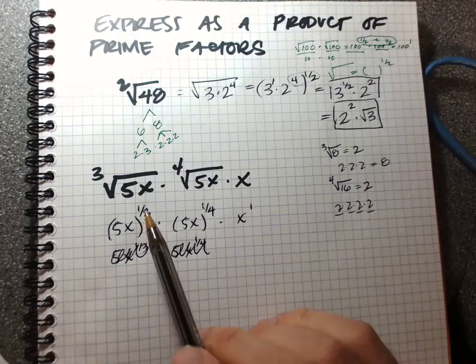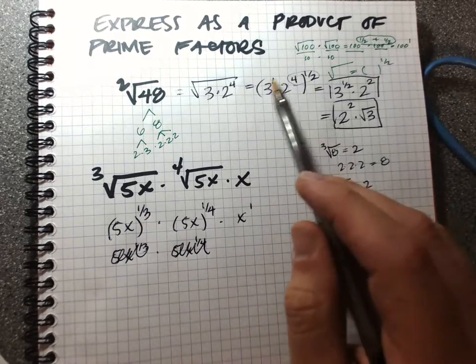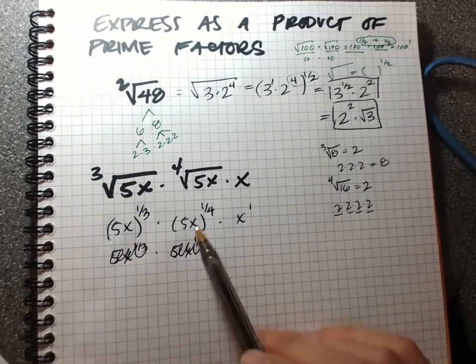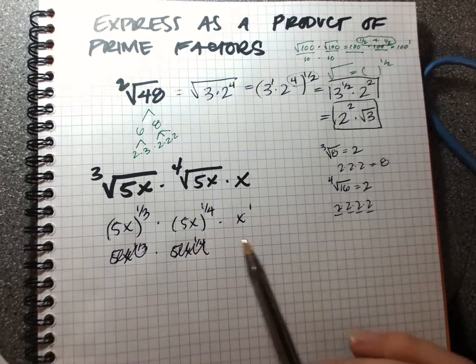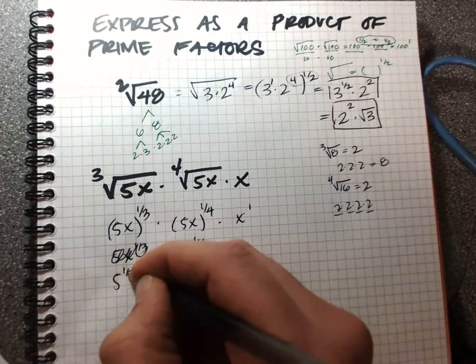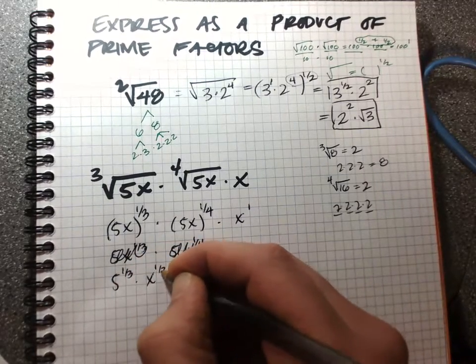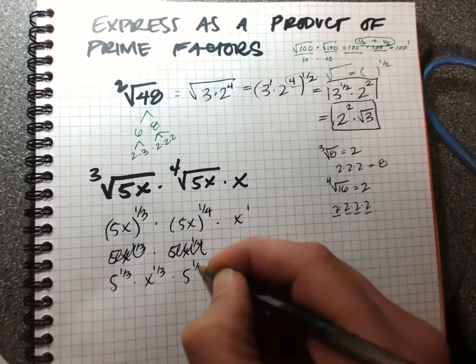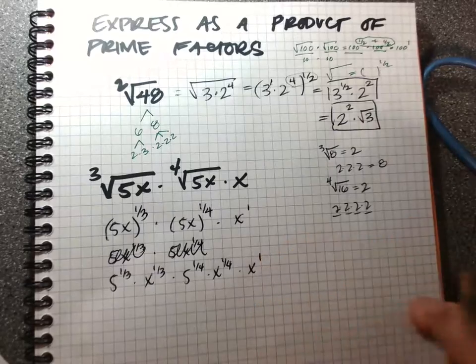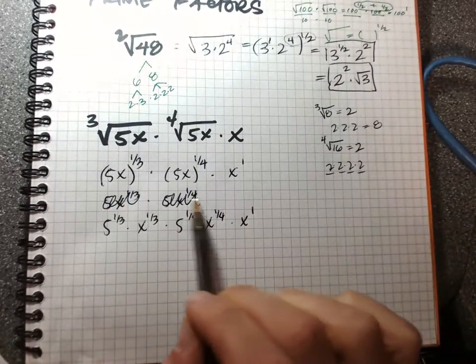Now, like before, we can distribute the exponent here, and that's okay to do when there's no addition or subtraction in this problem, which there is not. This is all multiplying. And so this would read 5 to the 1/3, x to the 1/3, 5 to the 1/4, x to the 1/4, x to the 1st. Okay, and ignore my scribbles.